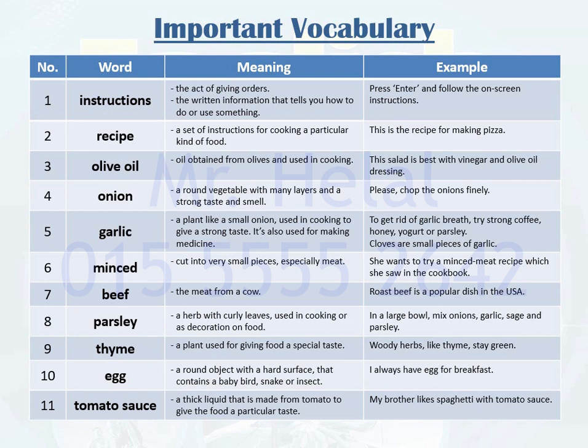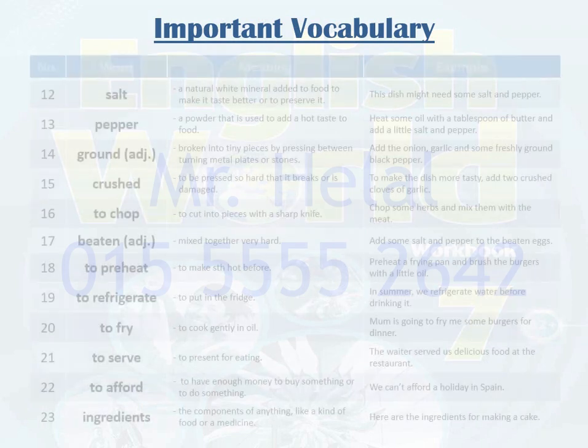Egg. A round object with a hard surface that contains a baby bird, snake, or insect. Example: I always have egg for breakfast. Tomato sauce. A thick liquid that is made from tomato to give the food a particular taste. Example: my brother likes spaghetti with tomato sauce.